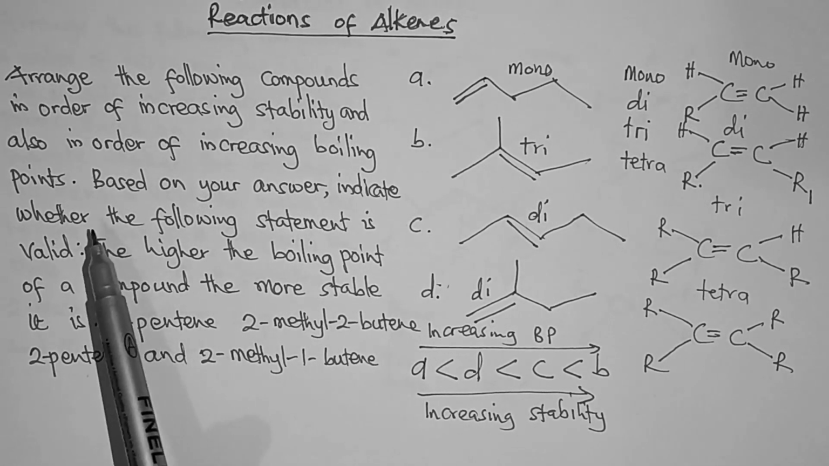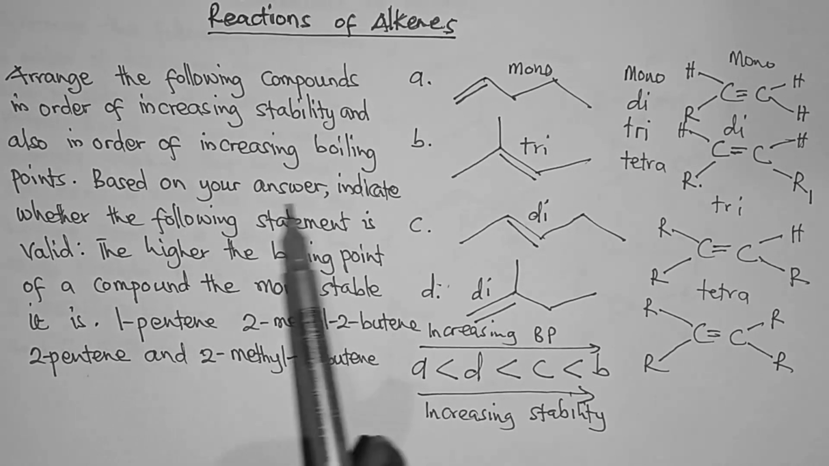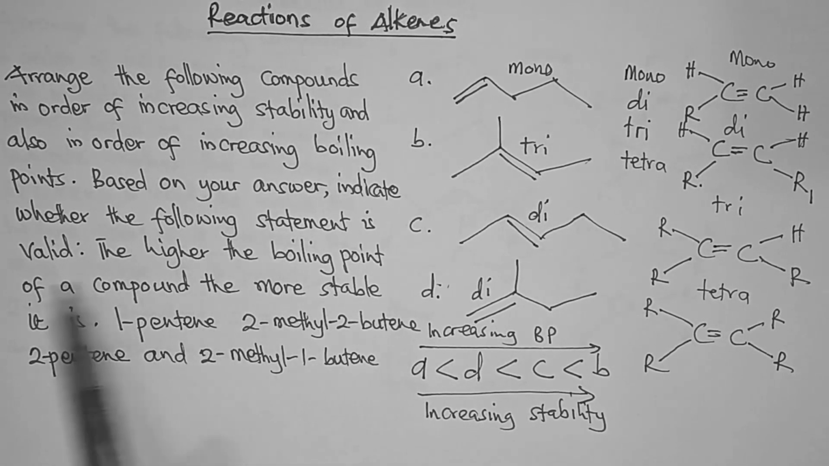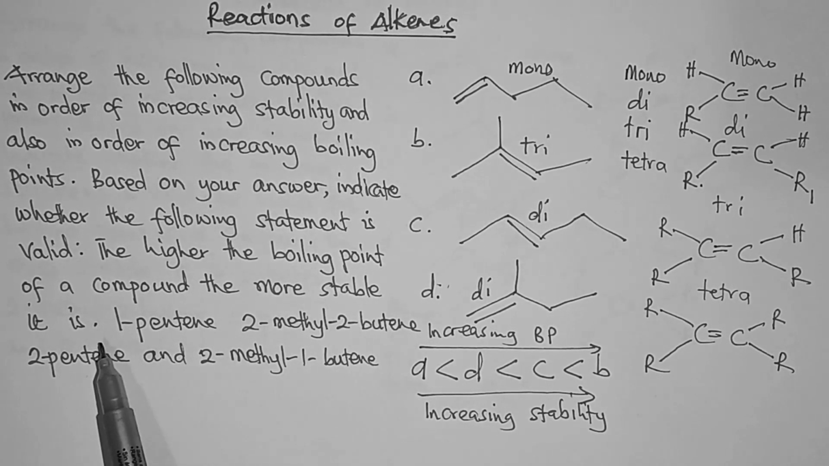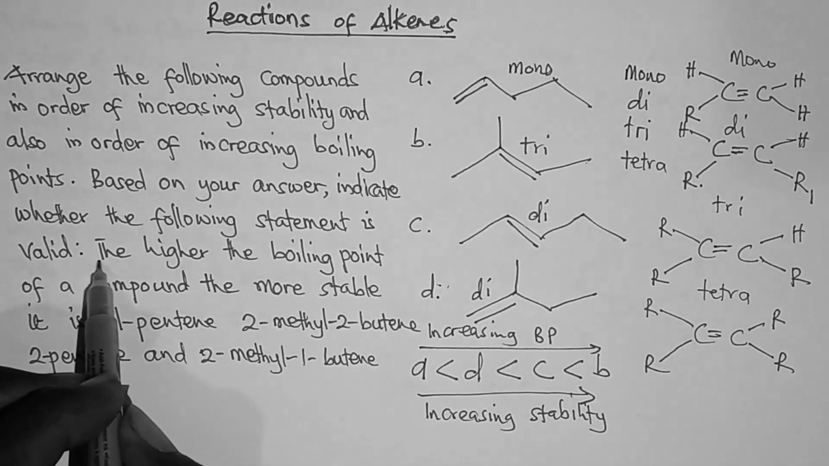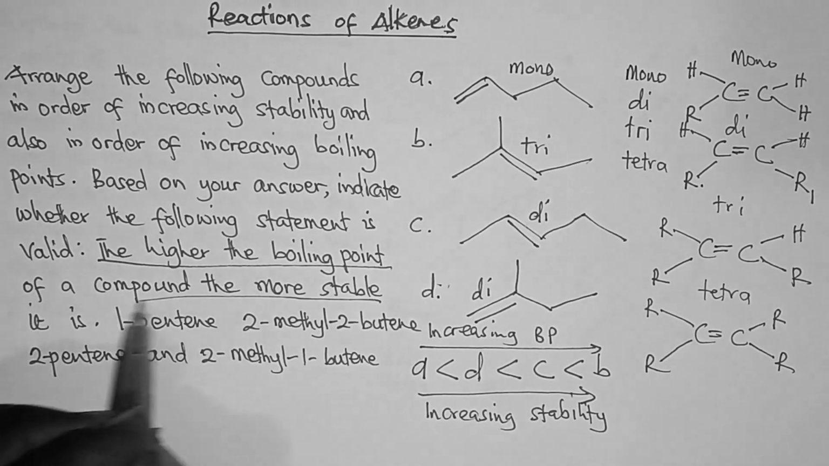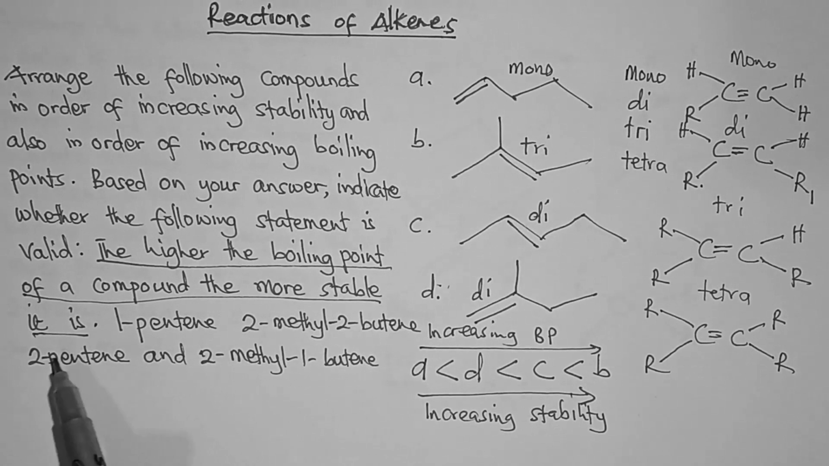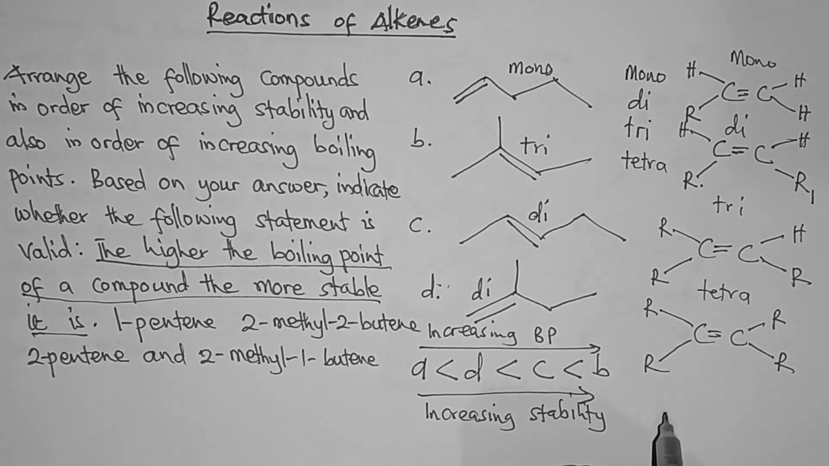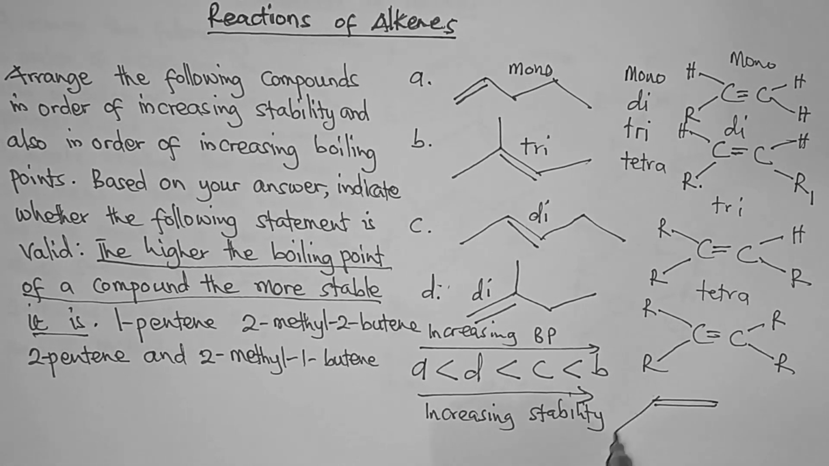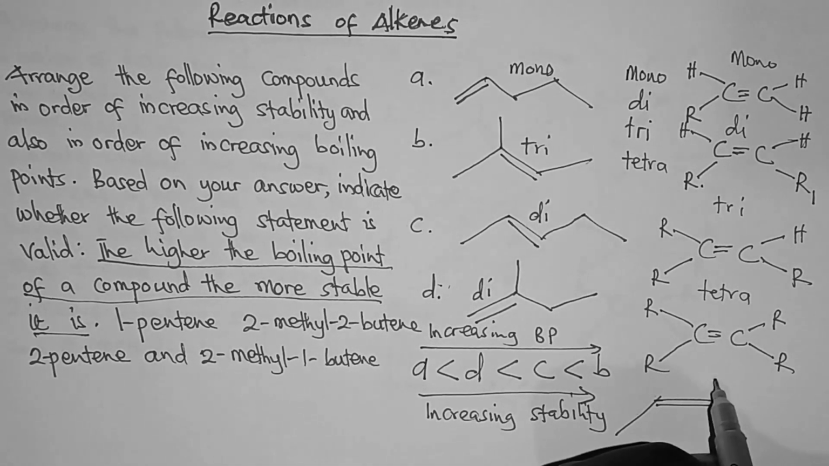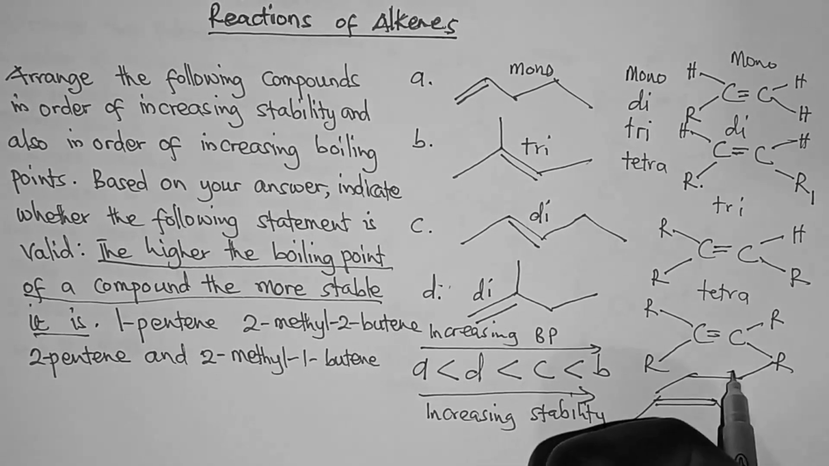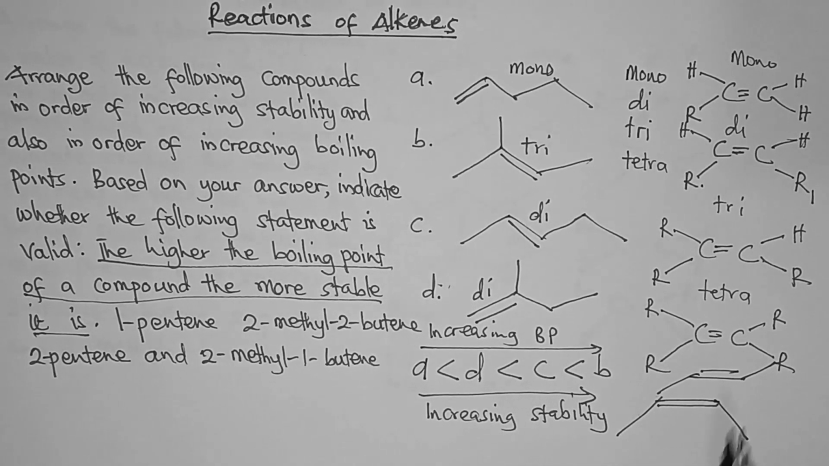Then the last part of the question says that based on your answer, indicate whether the following statement is valid: the higher the boiling point of a compound, the more stable it is. Now, this statement is not a valid statement. It is a false statement. It is a false statement because let's consider cis-2-butene and then trans-2-butene. Let's consider these two molecules, cis-2-butene and trans-2-butene.